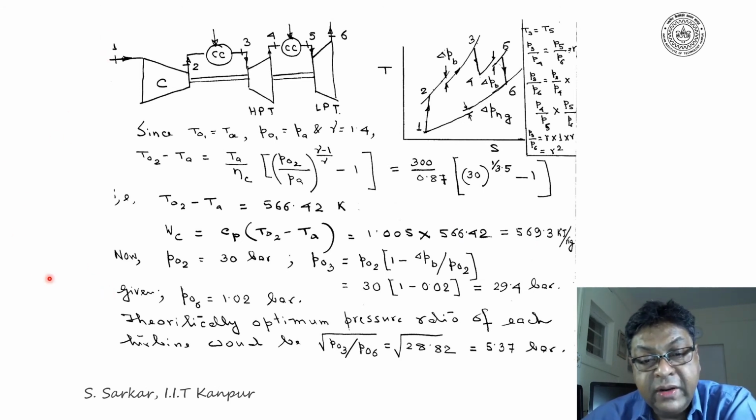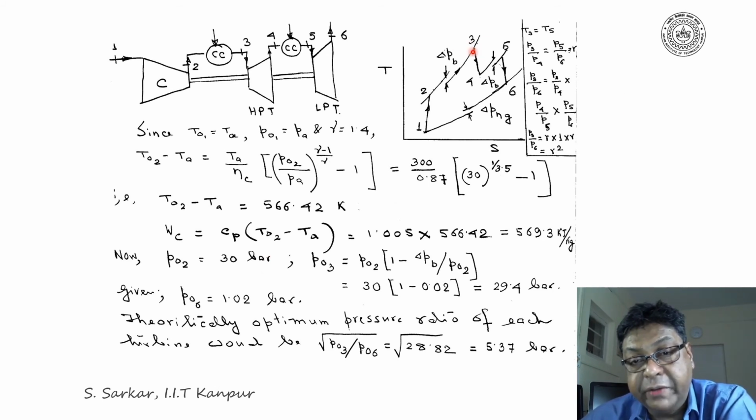Now P01 is equal to 1 bar given, so P02 would be 30 bar. Now P03, that is total pressure at the state point 3, is equal to P02 with the bracket 1 minus del P divided by P02, that is the loss in the combustion chamber. It's given as 0.02, so I have got P03 as 29.4 bar. Furthermore, P06, that is total pressure at the state point 6, is given as 1.02 bar.